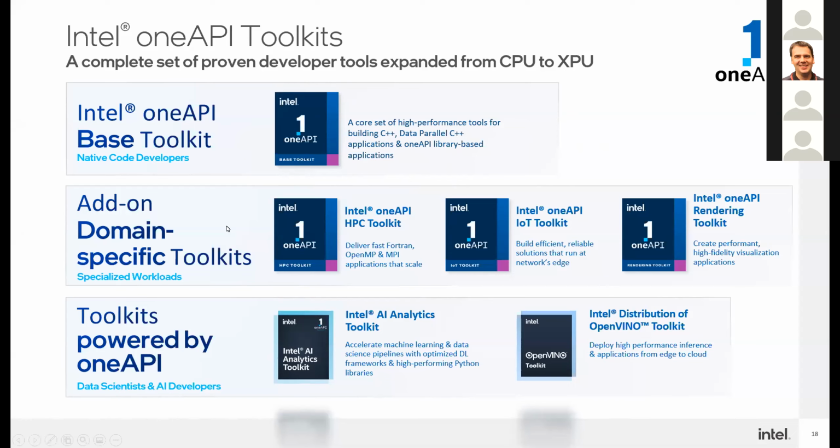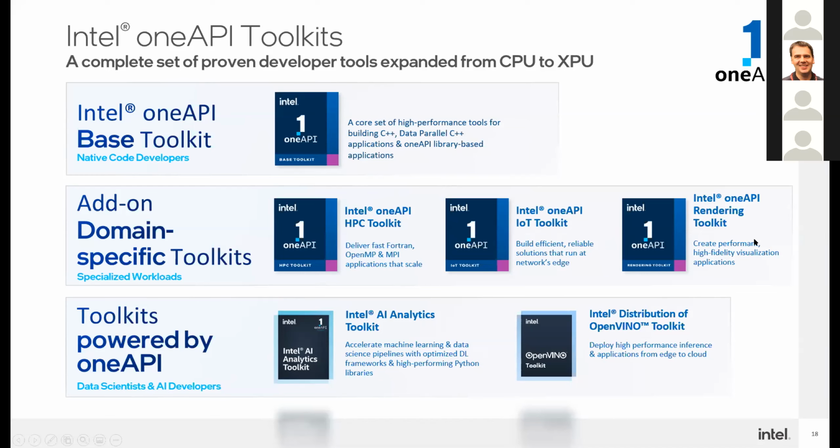The domain-specific toolkits include the HPC toolkit, which adds Fortran, OpenMP, and specifically MPI. So for those of you who live in the HPC cluster environments, distributed computing environments, the combination of the base toolkit and the HPC toolkit is the solution to go with. The embedded developers among you will go for the base toolkit and IoT toolkit combination.